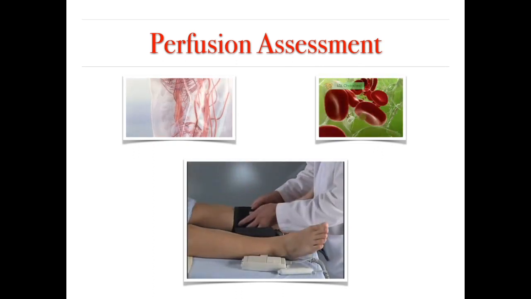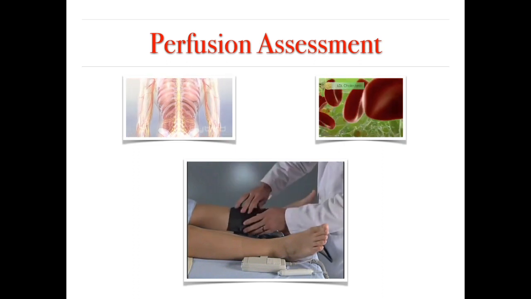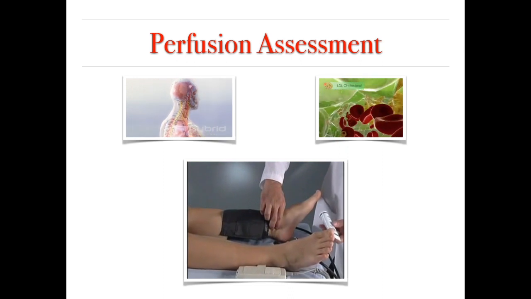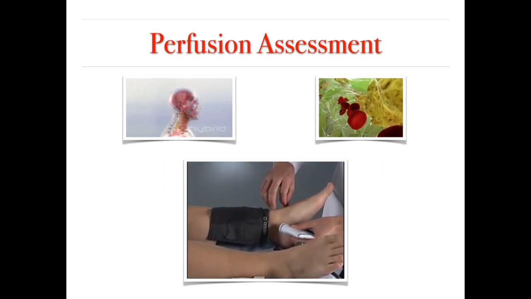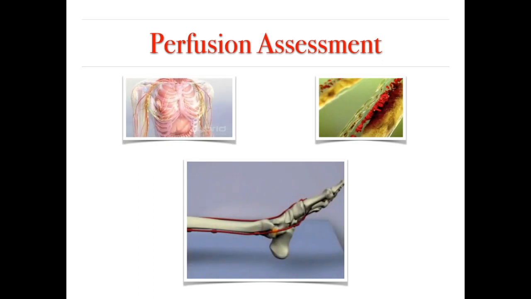Measurement of the ankle brachial index represents a non-invasive and objective way to diagnose peripheral arterial disease. This test has been reported to have more than 90% sensitivity and more than 95% specificity for the diagnosis of peripheral arterial disease.